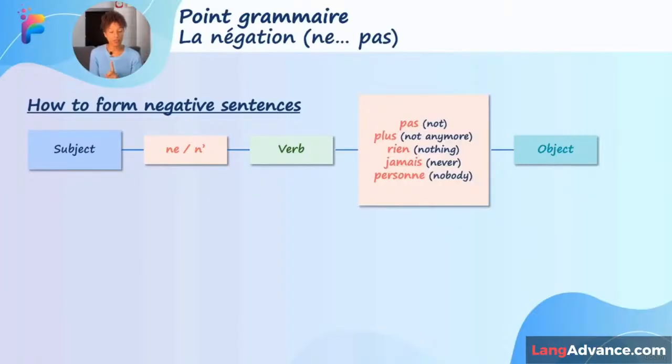Then after the verb, you'll find the second part of the negation. Usually it's pas, but you might have some other forms. Let's have a look at them. And we have pas, plus, rien, jamais, personne. And after the second part of the negation, you have the object.